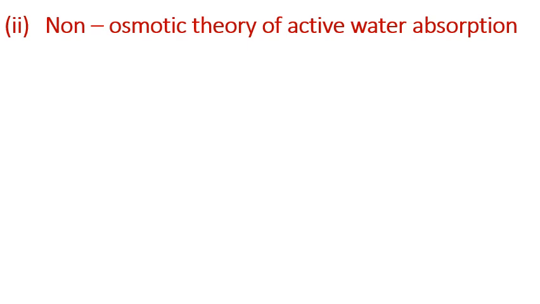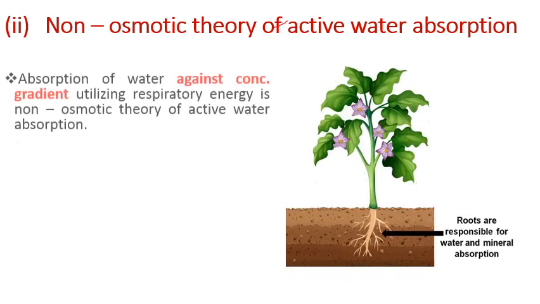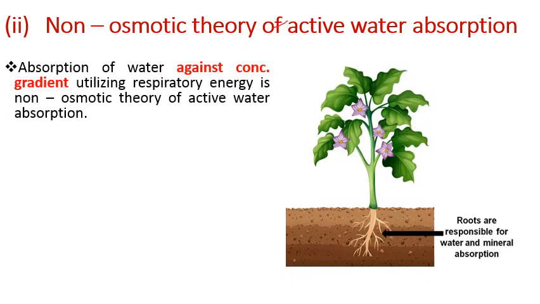Next theory is the non-osmotic theory of active water absorption. According to this theory, absorption of water occurs against the concentration gradient, utilizing respiratory energy, that is ATP. So this is an uphill journey, and it requires expenditure of energy.